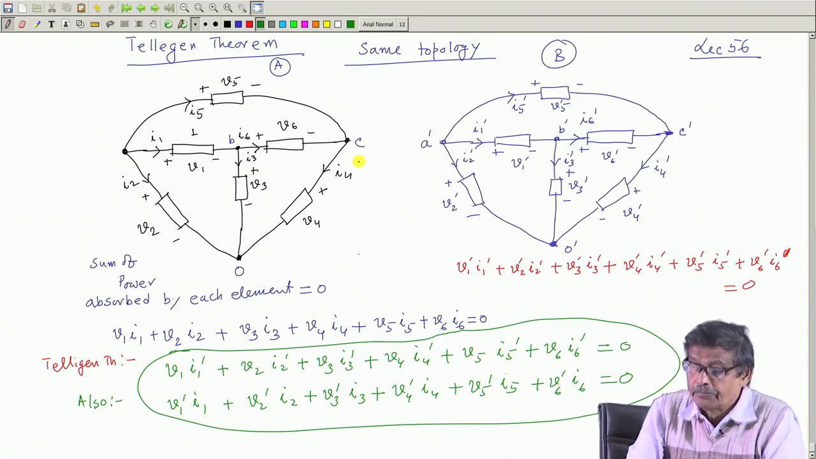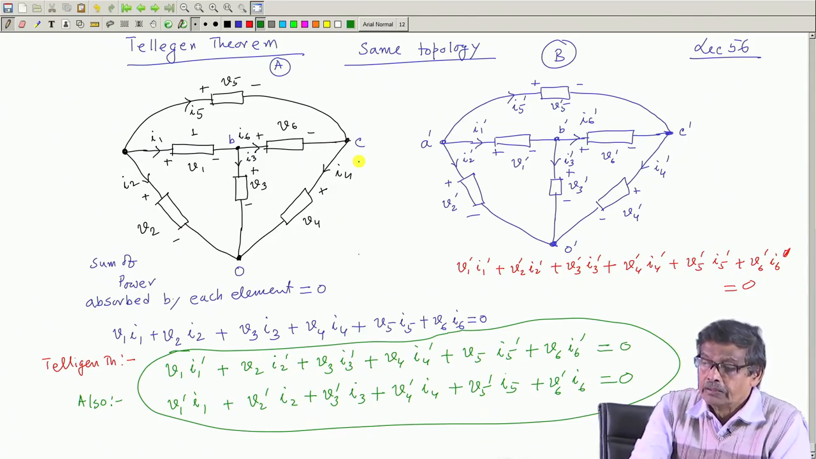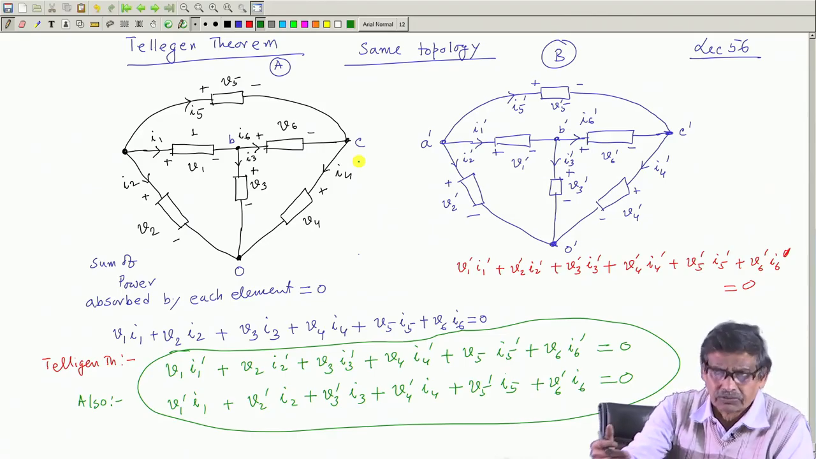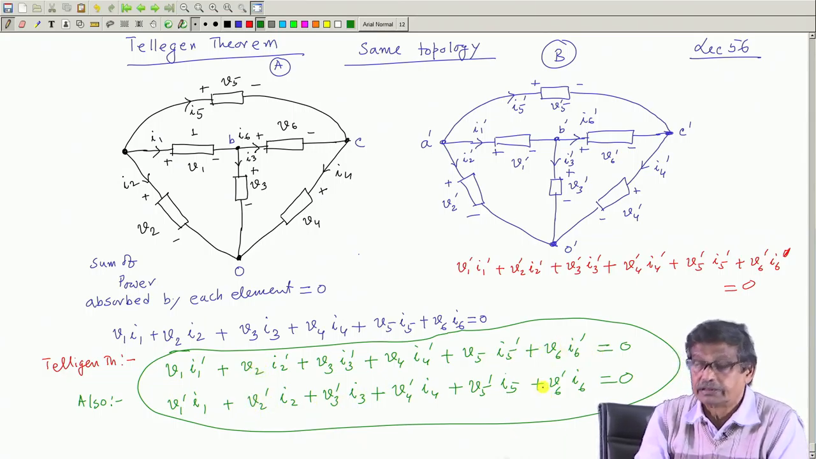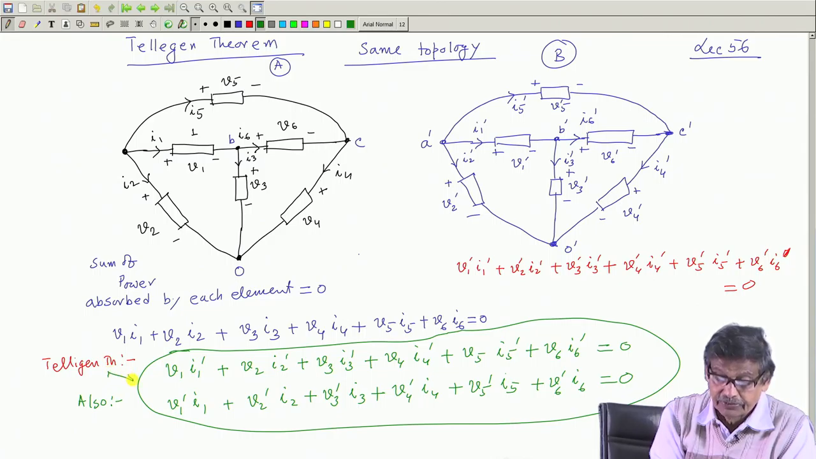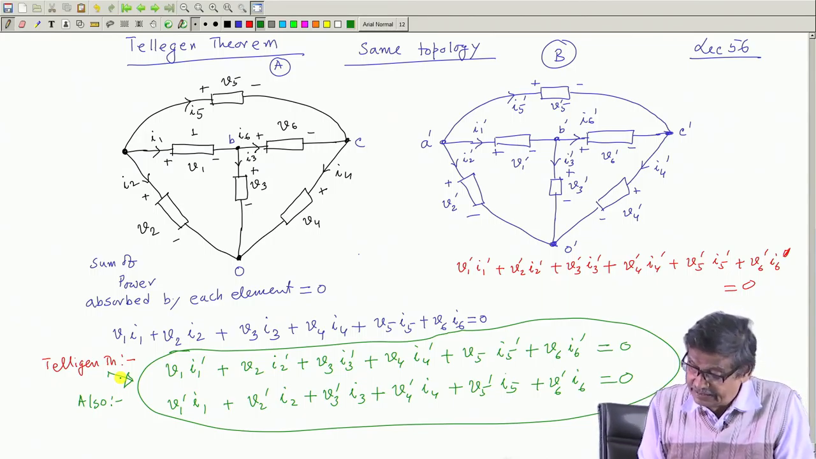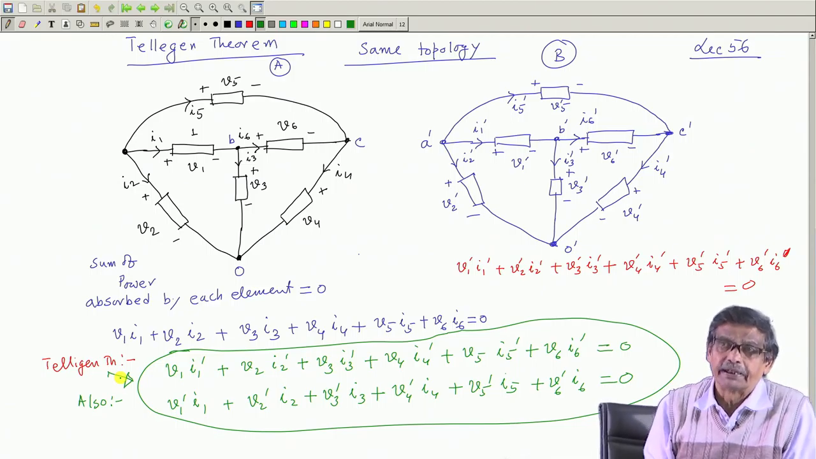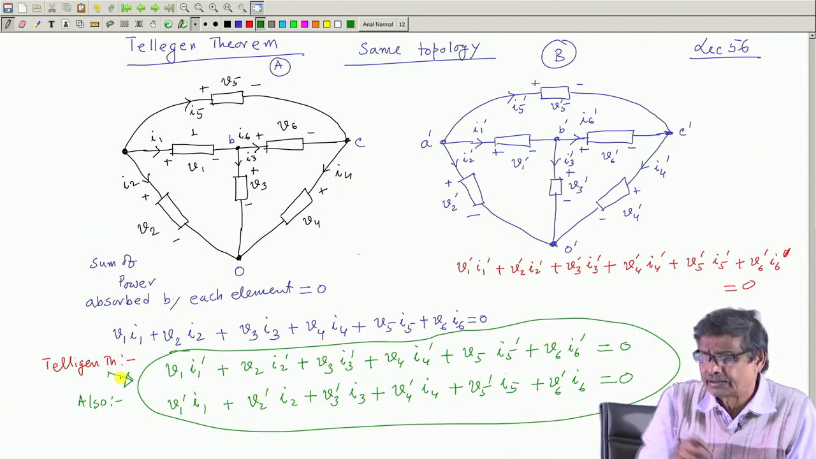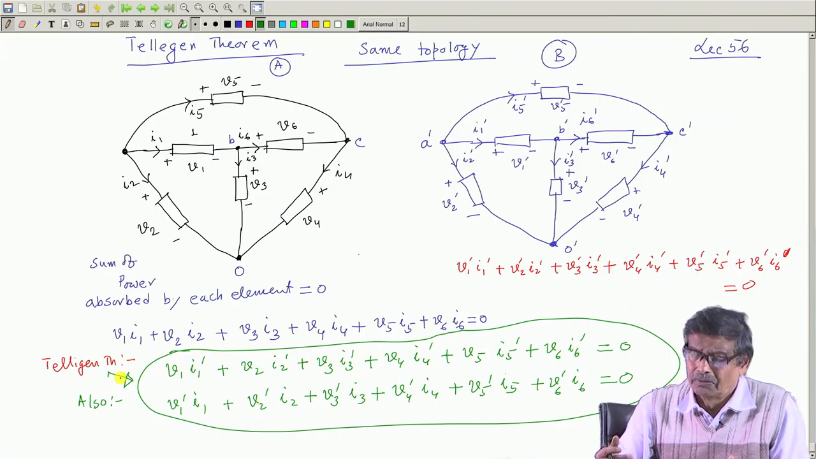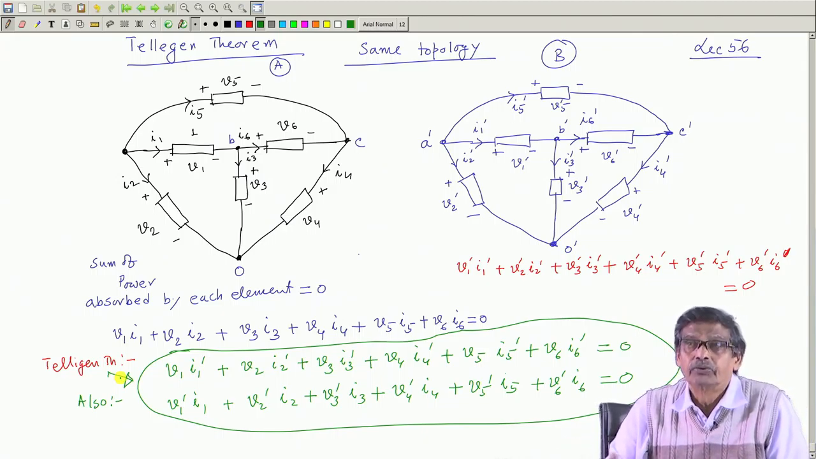But the statement of the theorem you have understood. Therefore, two networks having the same topology have to individually satisfy their own power balance equation, that was known. But in addition to that, these two equations are also true. This is Tellegen's theorem. Now, we will try to see how this can be proved, why such a thing which is not so apparent, why voltage of this circuit and current in some other circuit, even if their topologies are the same, why you multiply and sum them up will give you 0, how do you say that?